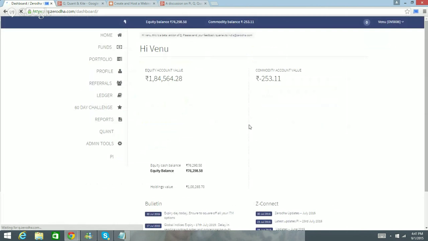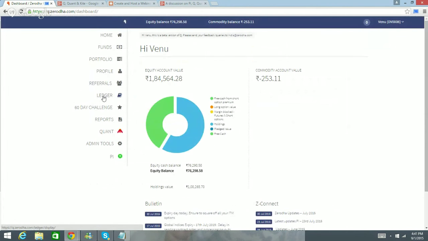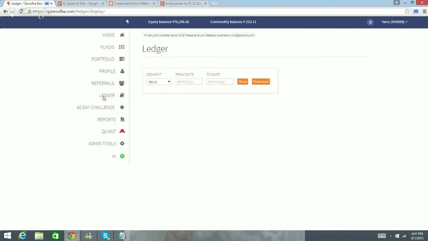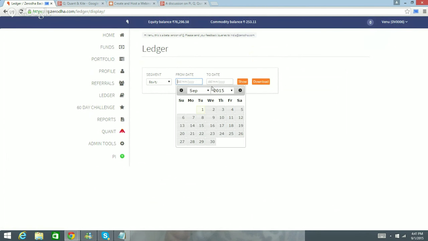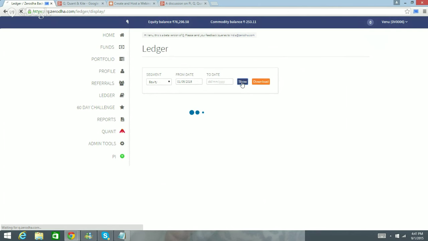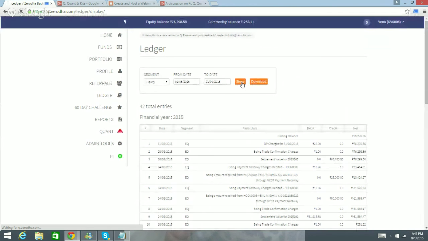Right. So the next screen is a ledger. Ledger is again self-explanatory, right? So you can choose a time period. I can say make it, say, from May 1st. So the ledger again can be, there's an equity ledger and there's a commodity ledger, right?